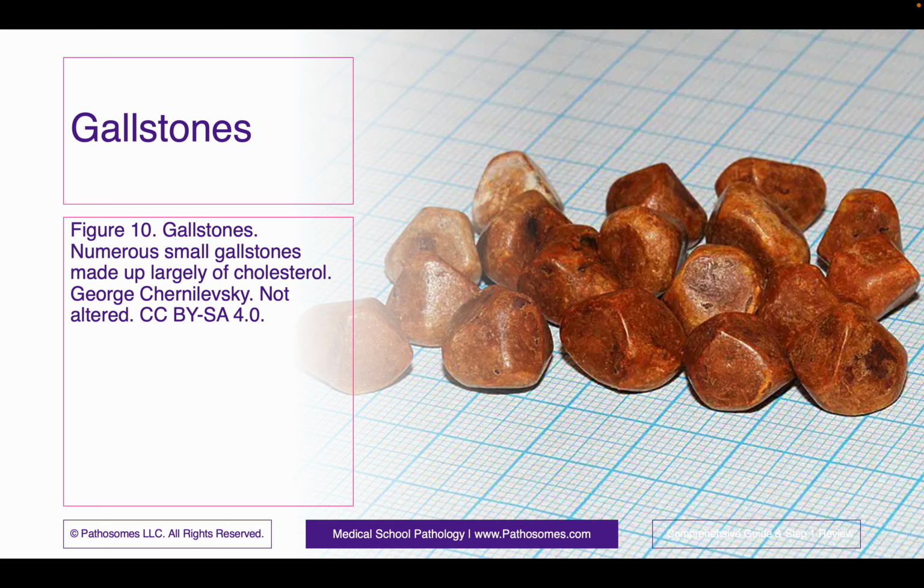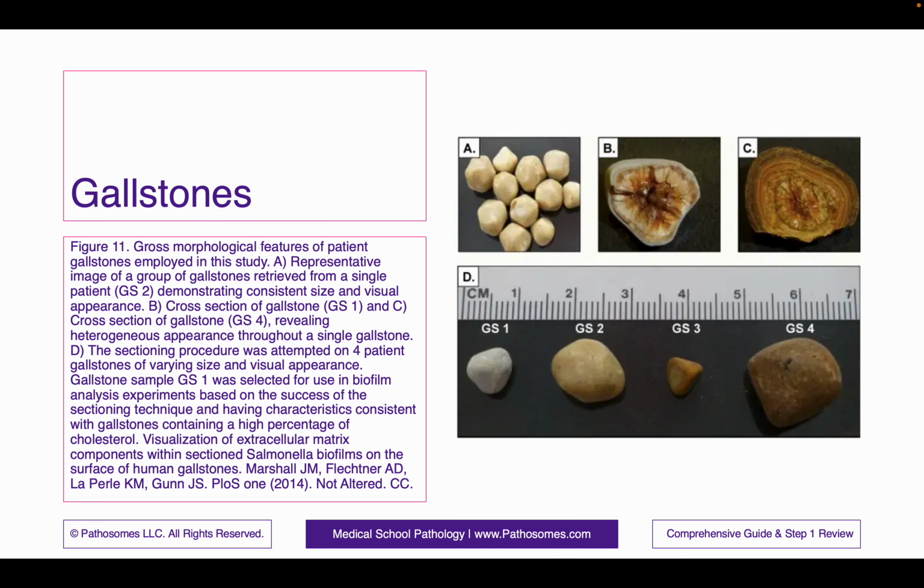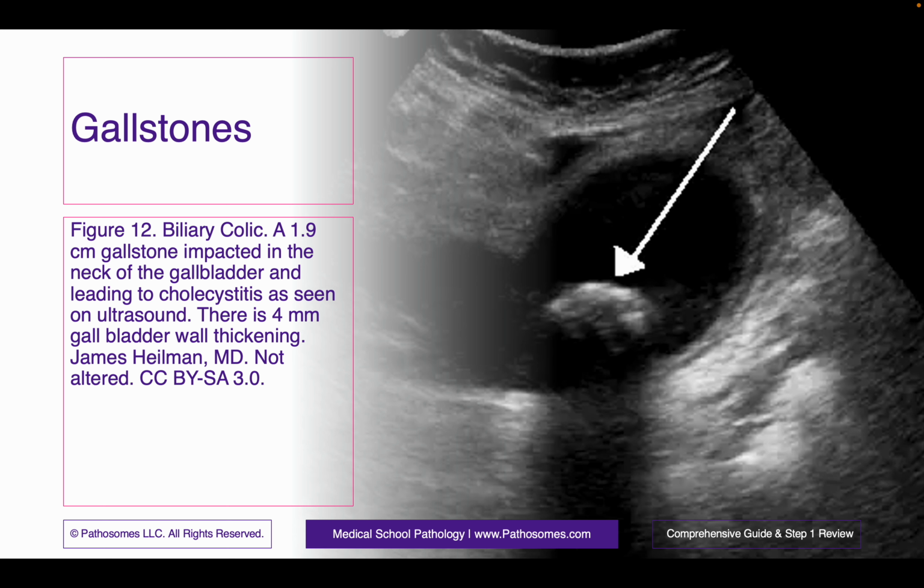And here are a number of gallstones after a gallbladder was removed, the cholecystectomy, and the stones were taken out of it, washed off, and placed for this photograph. And here we have a number of gallstones of varying sizes and dimensions. Now here we can clearly see a gallstone, and note that it is impacted in the neck of the gallbladder, leading to cholecystitis.